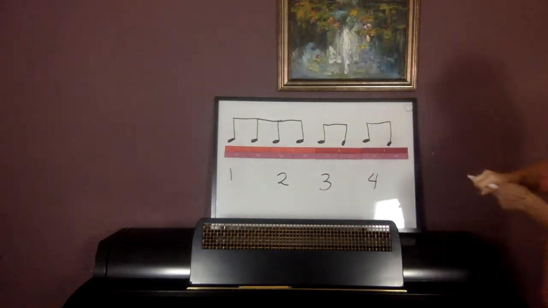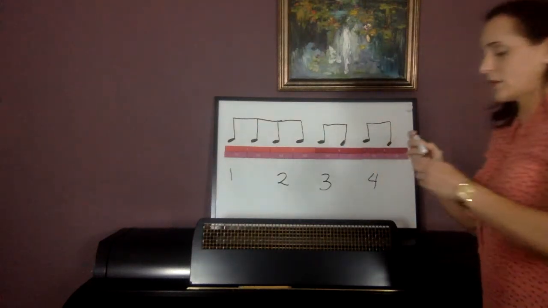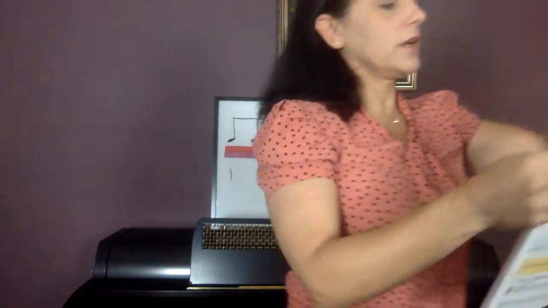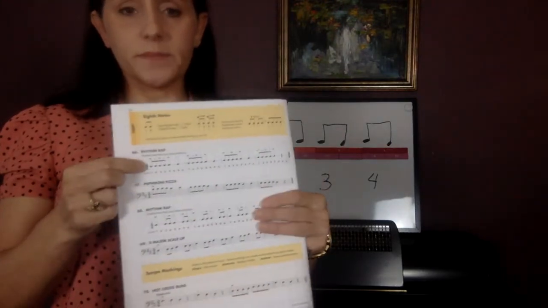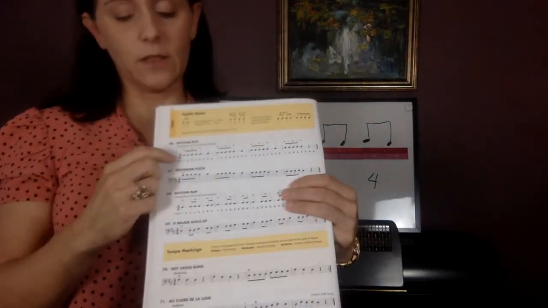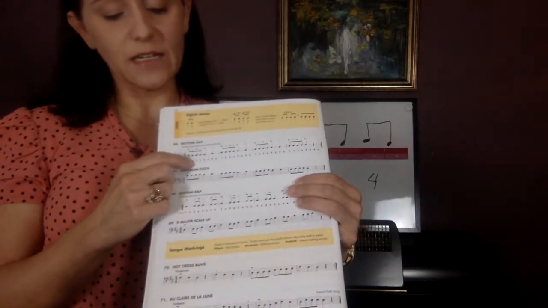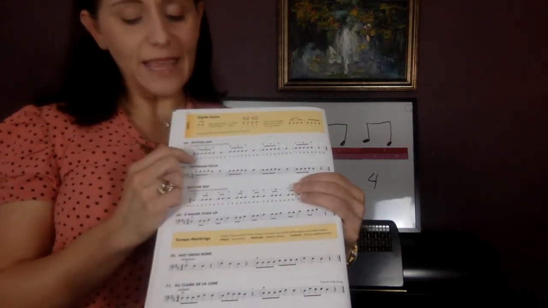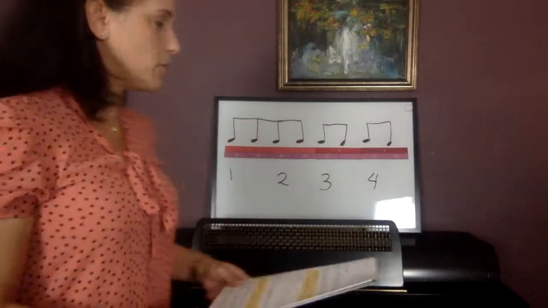Now, I need you to get your pencil out because we're going to change something in your book. There are different ways to count eighth notes, all right? Your book, and I'm holding a cello book here, but it doesn't matter. I want you to open to page number 20. Your book counts them like this. Look at number 66 in your book, and it says 1 and 2 and. The 1 is the first half of the beat, the and is the second half of the beat.